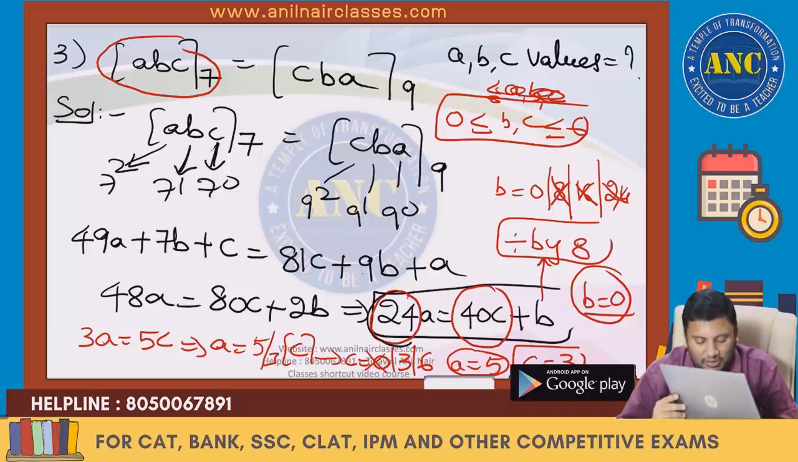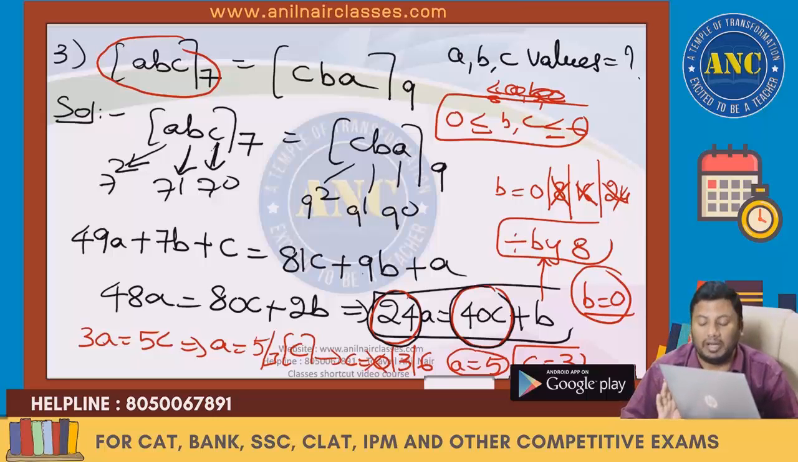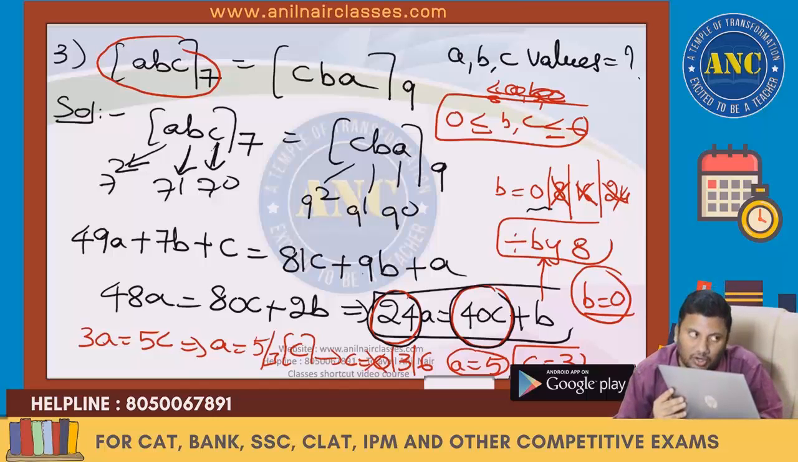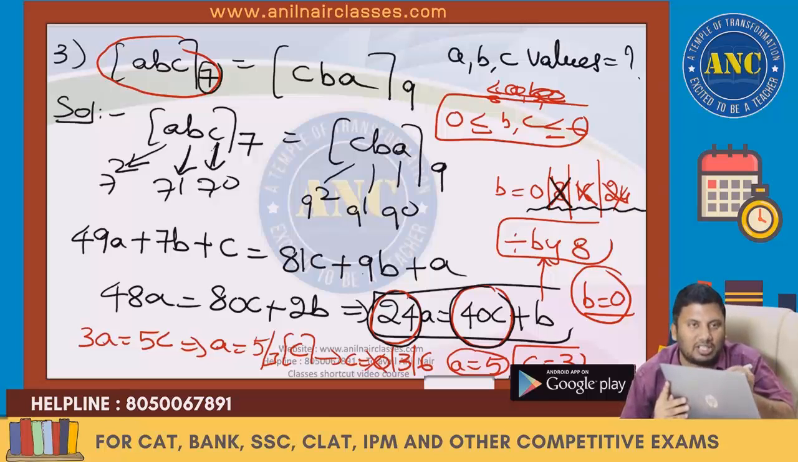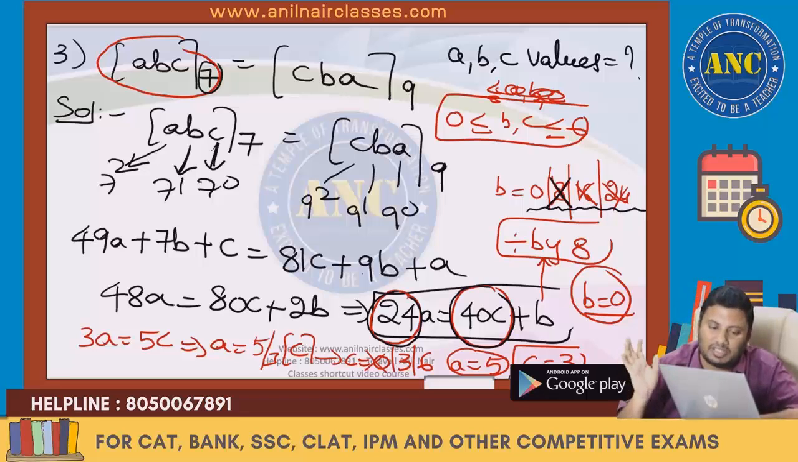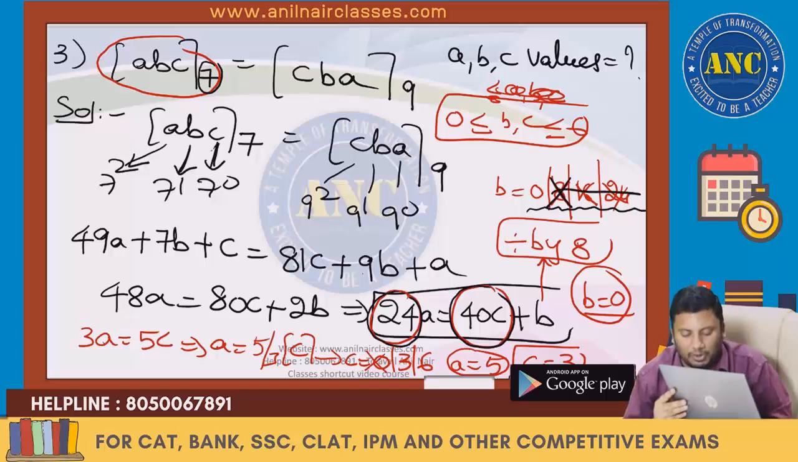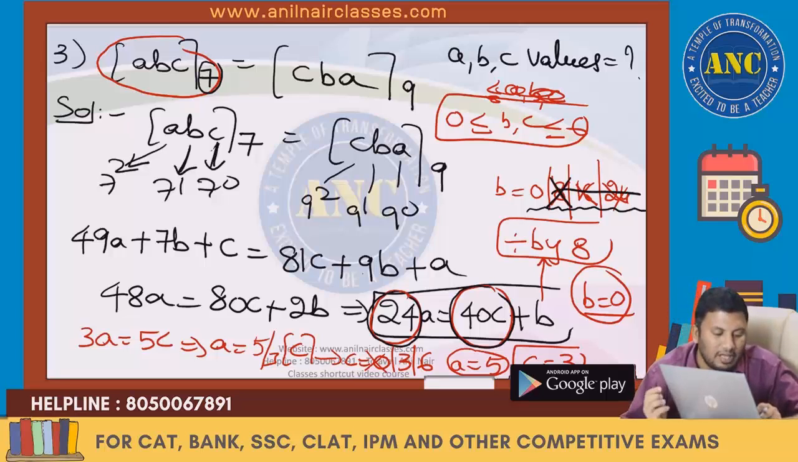This is divisible by 8. This is divisible by 8. B should be divisible by 8: 0, 8, 16 and so on. B 8 not possible because it is in base system 7. In base system 7 you will have digits from 0 to 6. It is not possible. If I take B value 0, 3A equivalent to 5C, A equivalent to 5 by 3 into C.